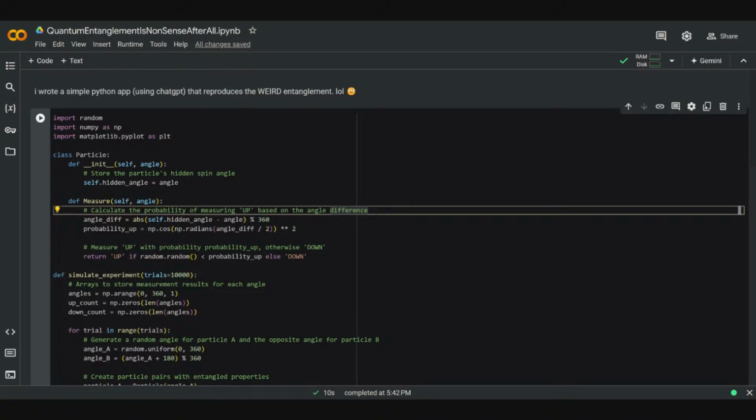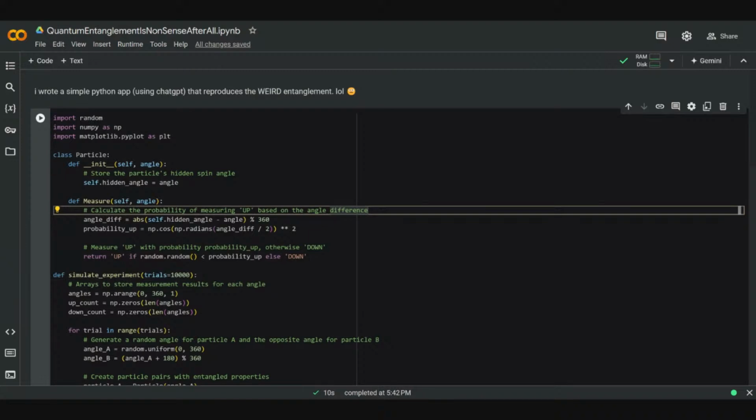But this is for A and for B. This is the probability of measuring up based on the angle difference. I don't remember why it's cosine squared. Why is it cosine squared?